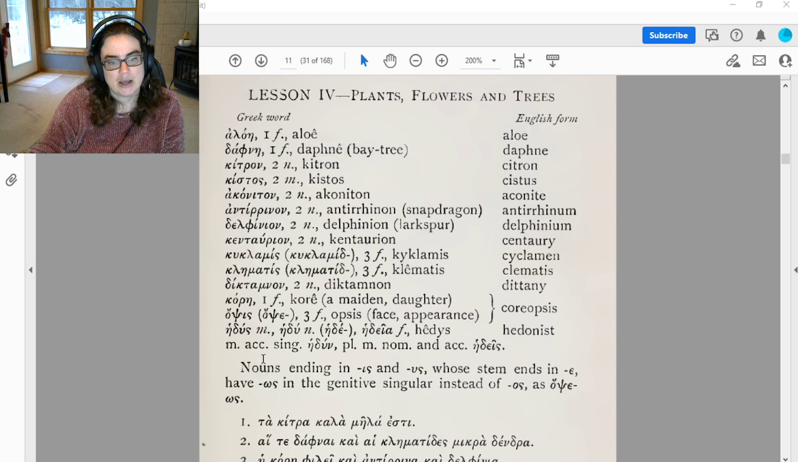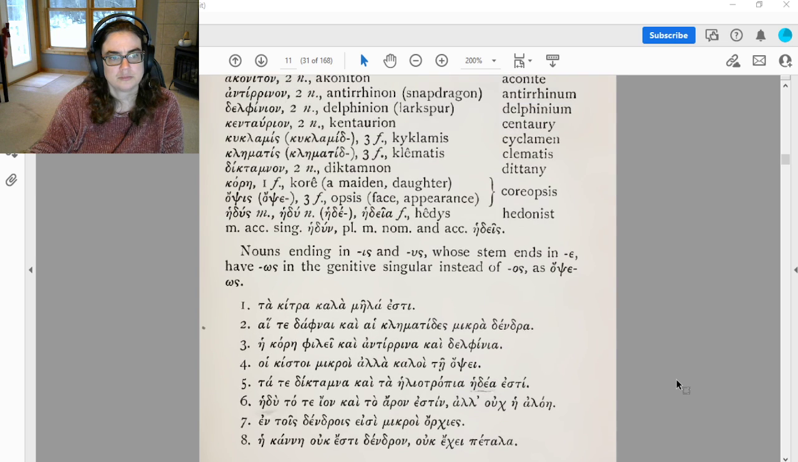All right. Nouns ending in is and us. Okay. Whose stem ends in e. Okay. Have omicron, omega sigma in the genitive singular instead of omicron sigma. Okay. Yeah, sure. Stands to reason. It just has to do with the vowel quantity thing.